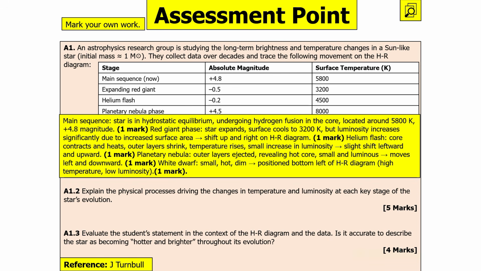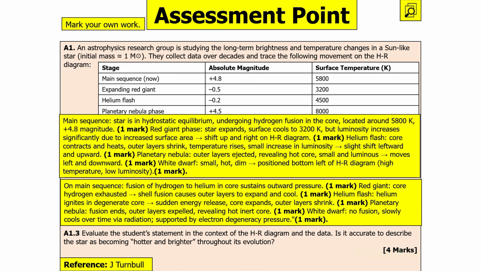In the helium flash, the core contracts and heats, the outer layers shrink, and the temperature rises with a small increase in luminosity. There's a slight shift leftward and upward. In the planetary nebula, outer layers are ejected, revealing a hot core which is small and luminous, so it moves left and downward. The white dwarf is small, hot and dim. It's positioned at the bottom left of the Hertzsprung-Russell diagram with a high temperature and low luminosity.